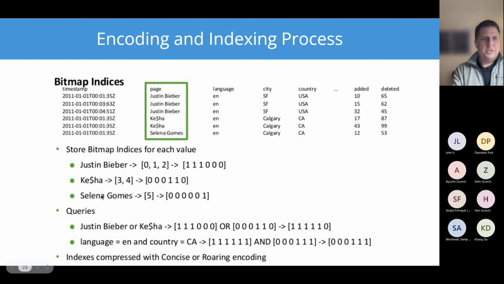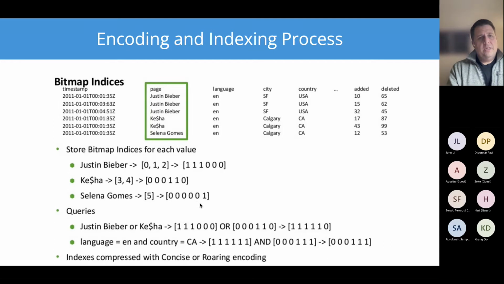Same thing with Kesha and Selena, right? If we're just going to look for those particular ones, all we have to do is say how many ones do I see in this data set, right? And then return those intermediate results to the brokers, and the broker does the final aggregations.